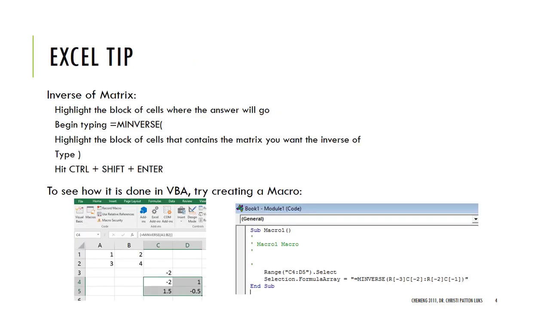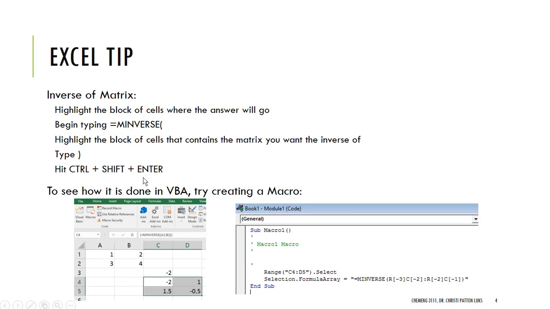I can do this in Excel using, again, matrix techniques. So I'm going to use the matrix inverse, and I'm going to be using matrix multiply. But let's talk about how this works. So to do this, what I have to do first is highlight a block of cells. So you can see down here, I highlighted a block of cells that is where I want to put the answer. And you start by typing in equals MINVERSE, an open parenthesis, and then highlight the cell of the matrix that you want to take the inverse of.